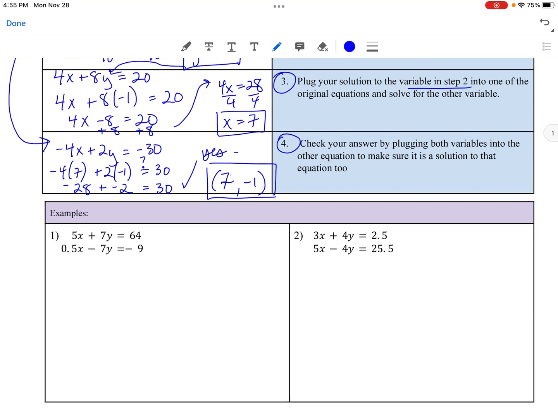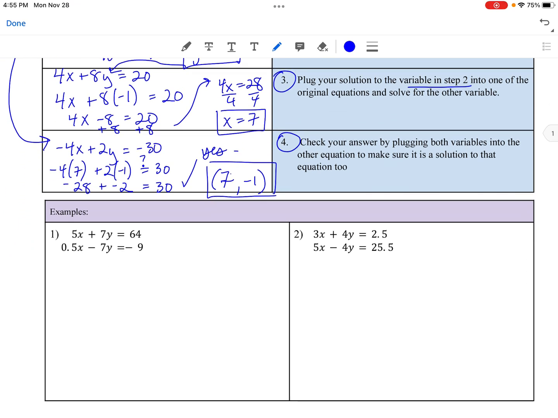Okay, so now we're going to try some examples. Okay, let's see. Here's an example. Okay, I'm going to do this one. Now, again, if I add, I'm looking at my coefficients for my x's and my y's. It looks like my y's have the same coefficient. They're both 7y, but one is positive and one's negative. So that's good. That means I can add them together and it'll disappear, right? So let's try that and see what happens here.